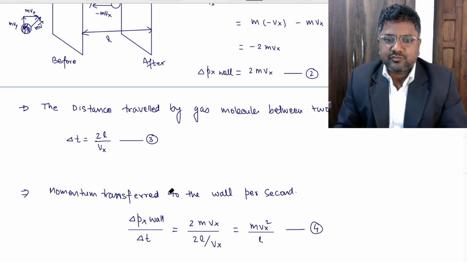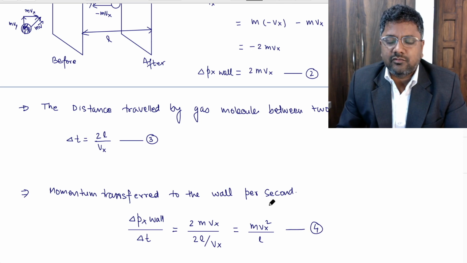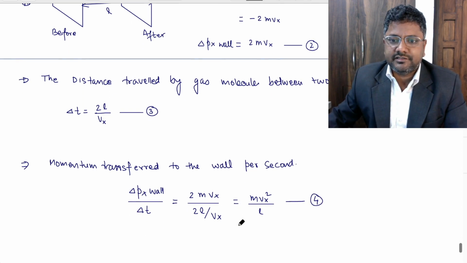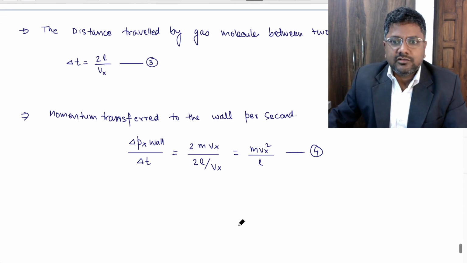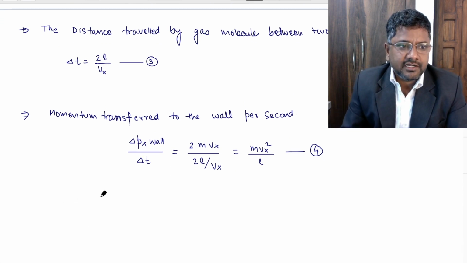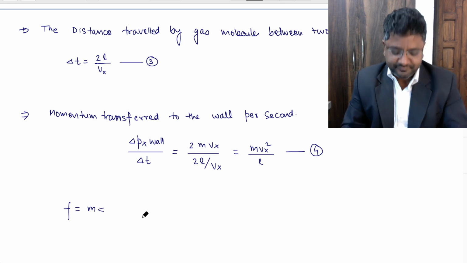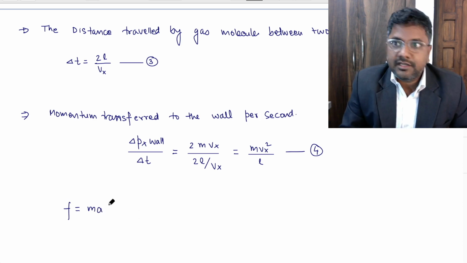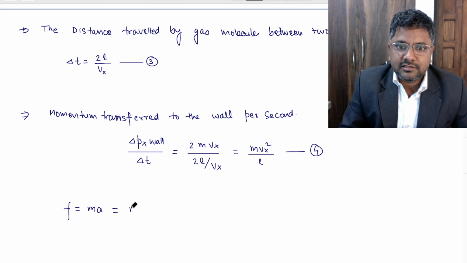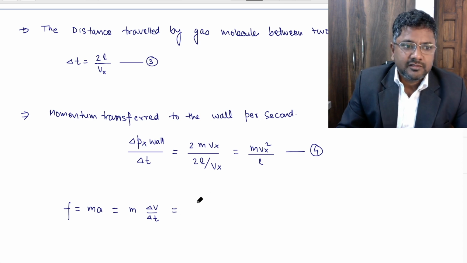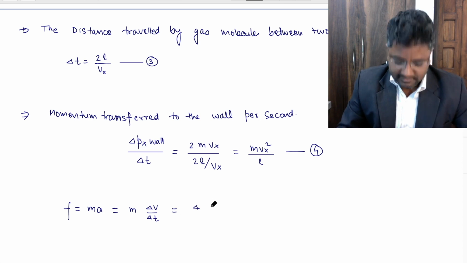Hopefully all of you are getting this point. Momentum transferred to the wall per second is equal to this, right? And now, Newton's second law: you can write F is equal to m into a, which is equal to m delta v by delta t. So you can write this here as delta p by delta t.